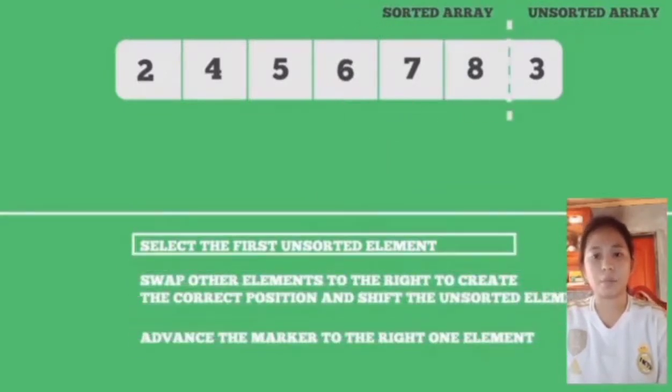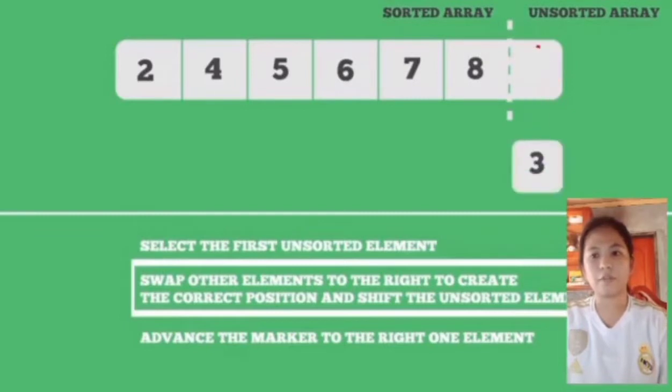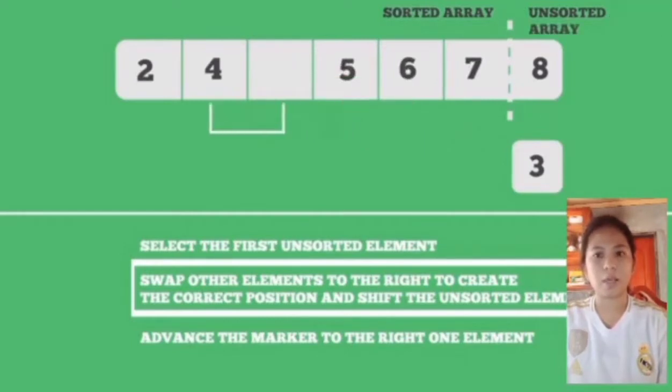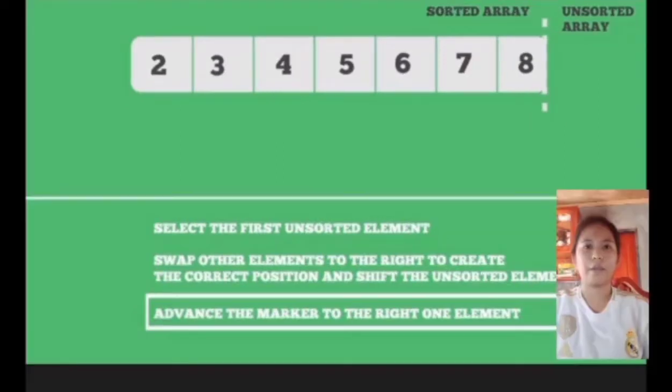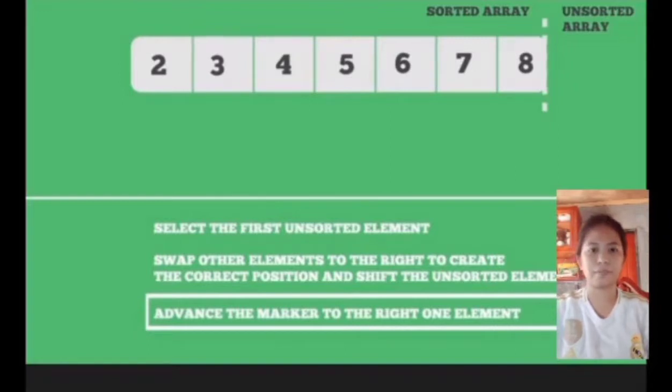Next, number 3, move to the left, which is beside the number 2, to create the position and shift the unsorted element and advance the marker. And finally, we get the sorted array as 2, 3, 4, 5, 6, 7, 8.